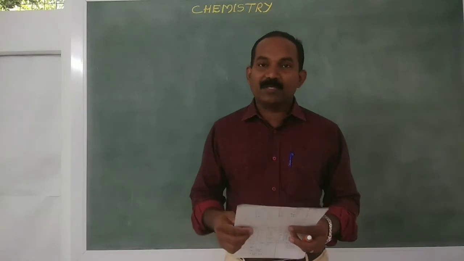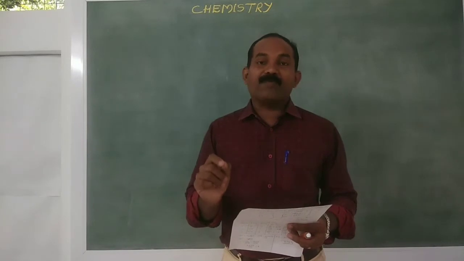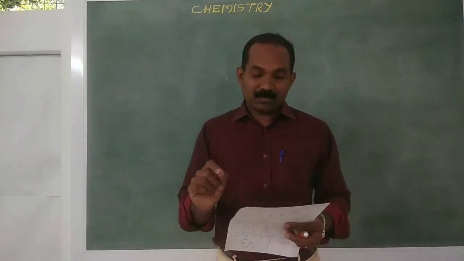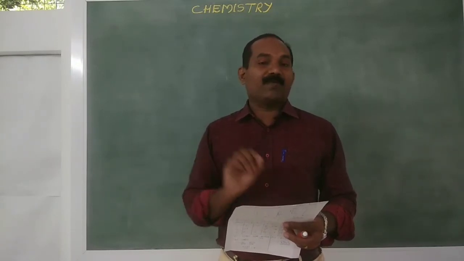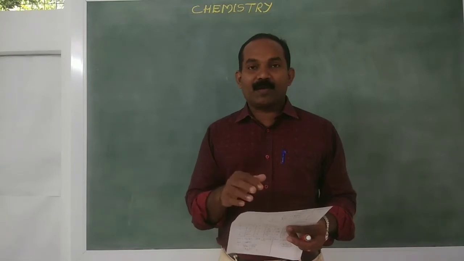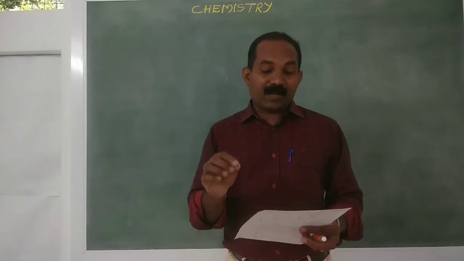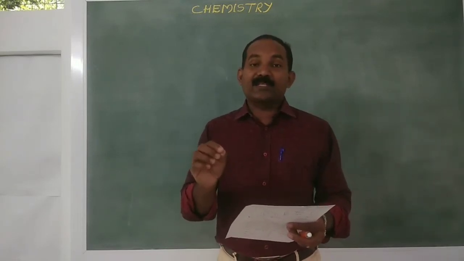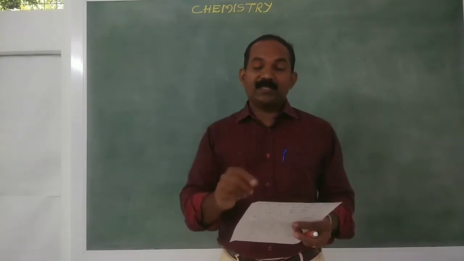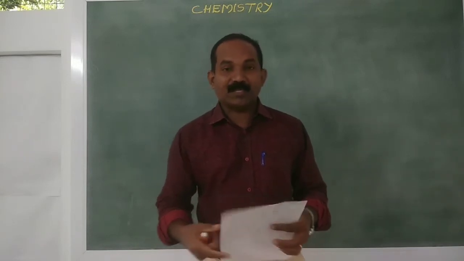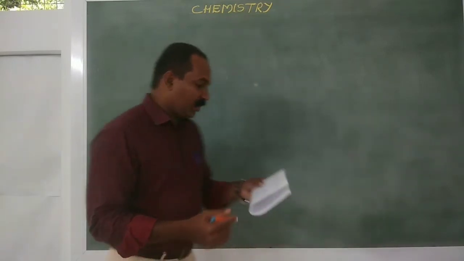Once again I read the question. From the following percentage composition of elements of an organic compound, find the molecular formula and the empirical formula. If we find the empirical formula, we can calculate the molecular formula. The percentage of carbon is 80, percentage of hydrogen is 20, the molecular mass of the compound is 30. This is the information given in the question, so we do the problem.